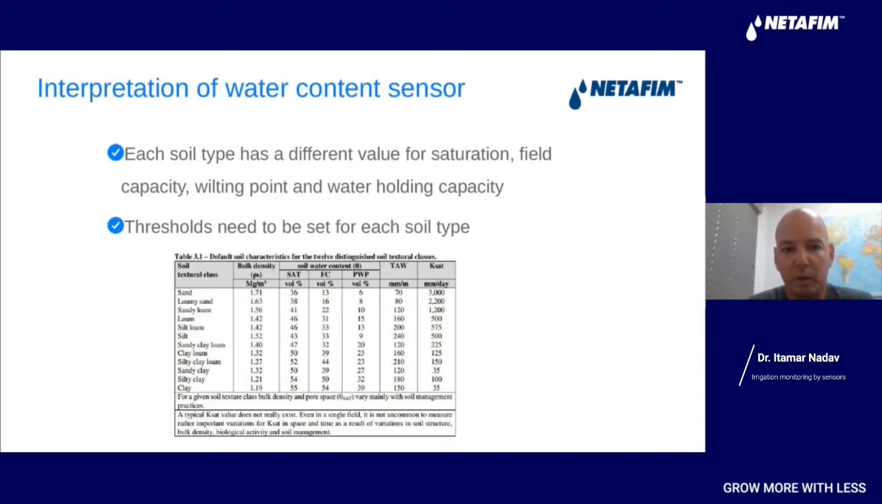The problem with soil sensors is that you need to interpret the water content, and each soil type has different values for saturation, field capacity, and wilting point, and you need to adjust the threshold for irrigation according to each soil type. And you have the different soil types and values of field capacity and wilting point in this table. And later on, I will show you an example of how to calculate the refill point of each soil for irrigation monitoring and scheduling.